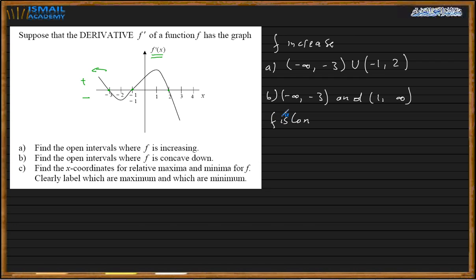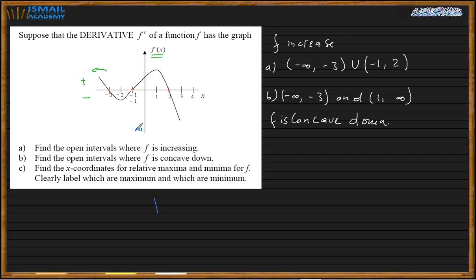F is concave down. Find the x coordinate for relative max and min for f. What does relative max and min mean? That means when the derivative is equal to 0. You see here, this is where the derivative is equal to 0 at those x values. But which one is max and which one is the minimum? You see, this is decrease, this is increase, decrease, and this is increase.